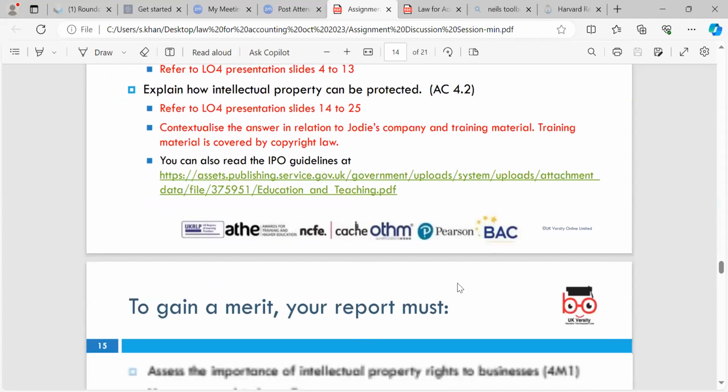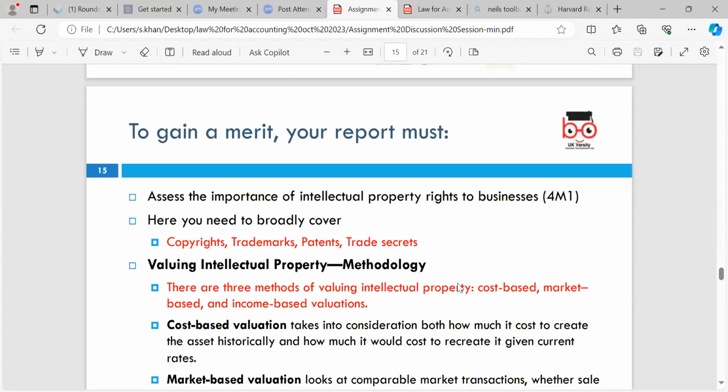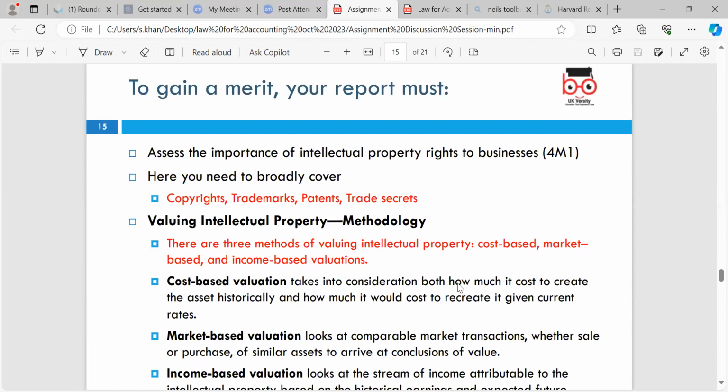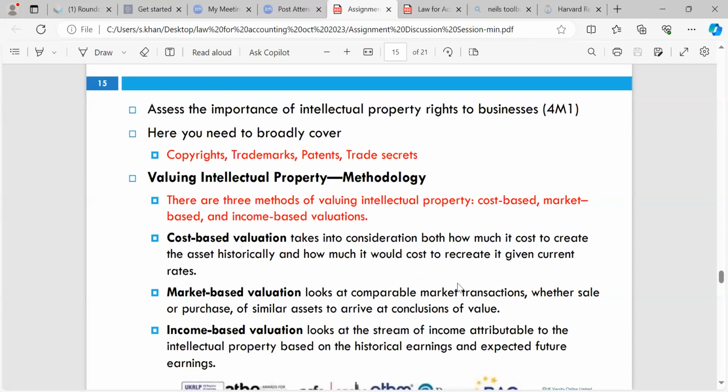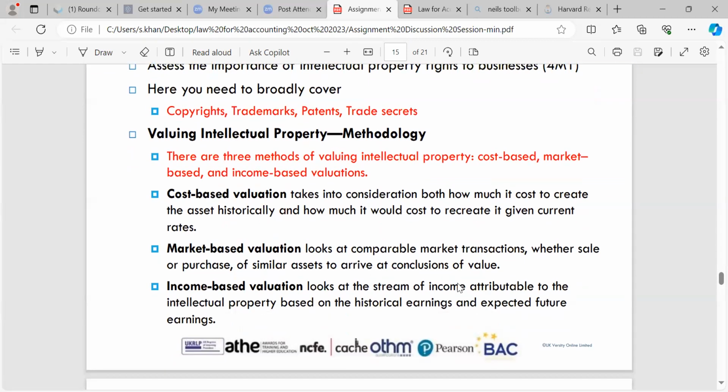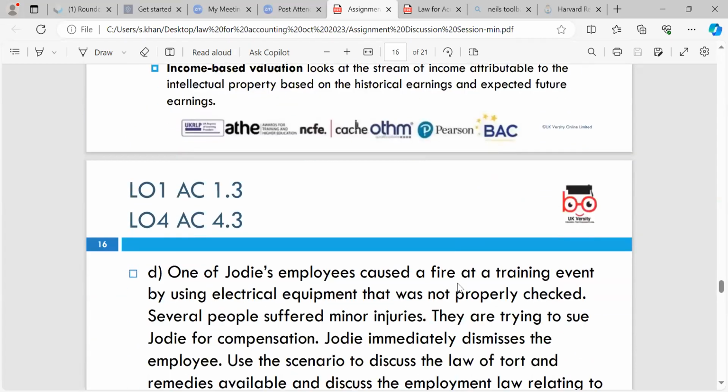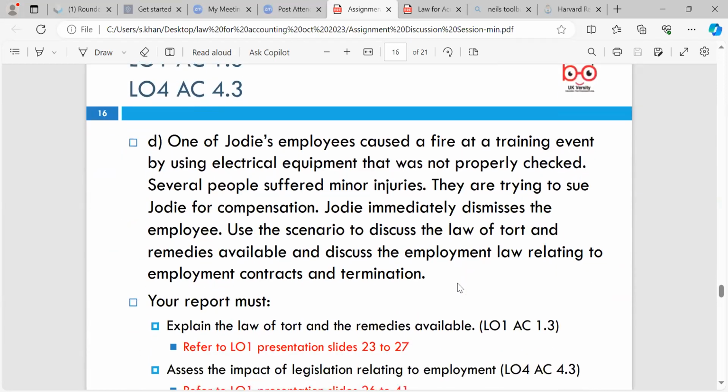This is part C. Now in part C, to gain a merit, you can include the following. You need to look at assessing the importance of intellectual property rights to businesses, 4M1. Here you need to look broadly, need to cover copyrights, trademarks, patents, and trade secrets. Valuing intellectual property methodology. There are 3 methods of valuing intellectual property: cost-based, market-based, and income-based valuations. And you need to look at them, okay? So that's for C.